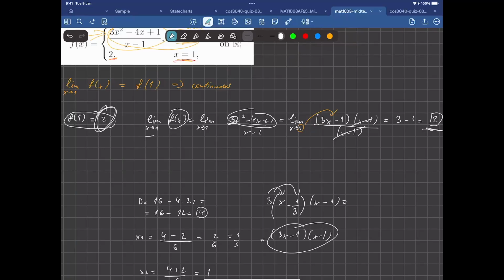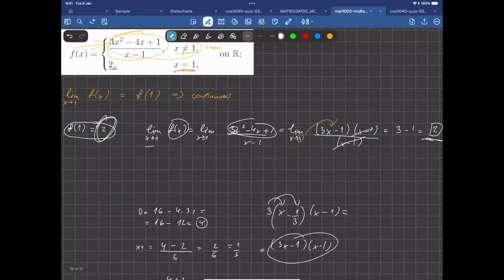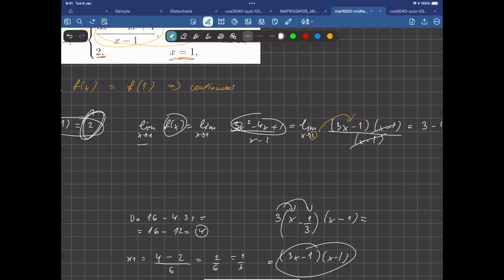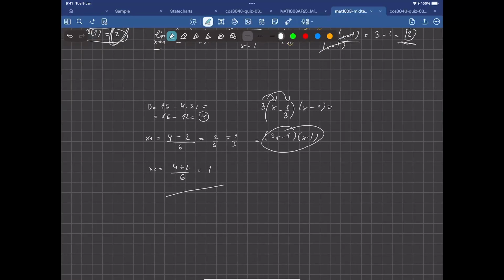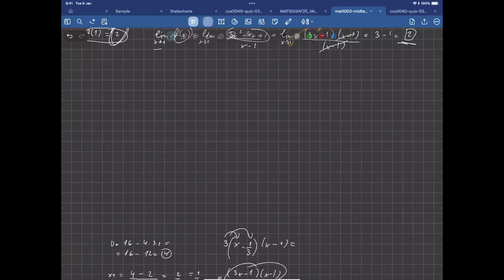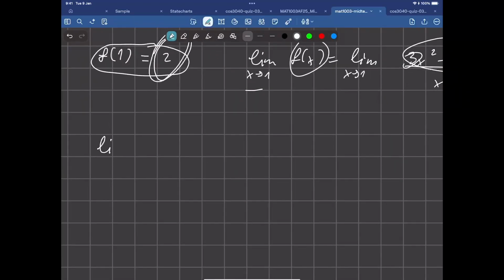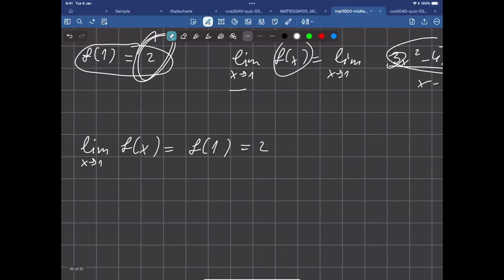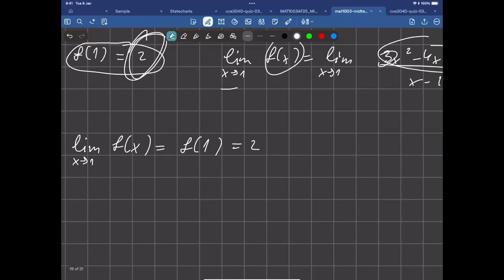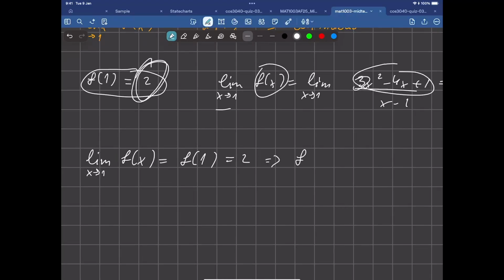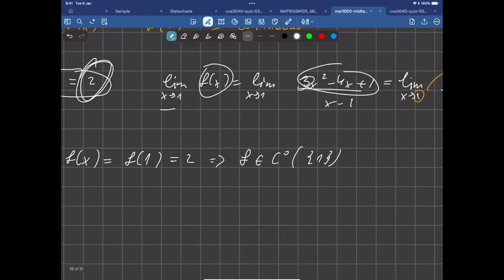f of 1 is also 2, and because they're equal, this means that the function is continuous at 1. So how you can write it is limit as x approaches 1 of f of x equals f of 1 equals 2. So because the value at 1 is the same as the limit as x approaches 1, that means that f is continuous at 1, right?